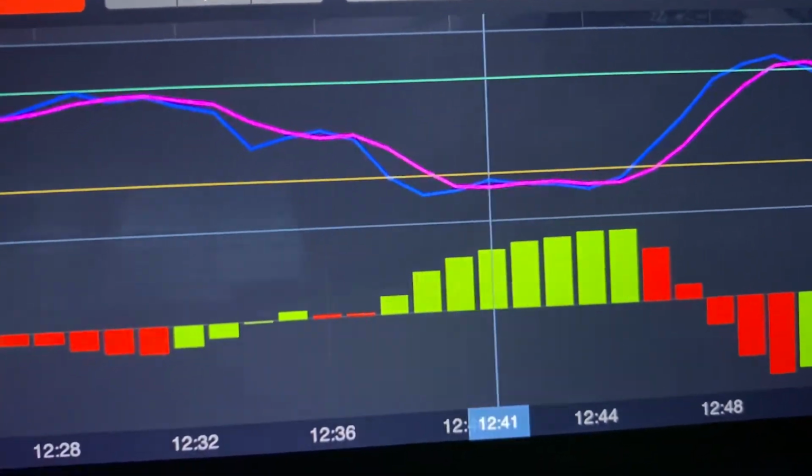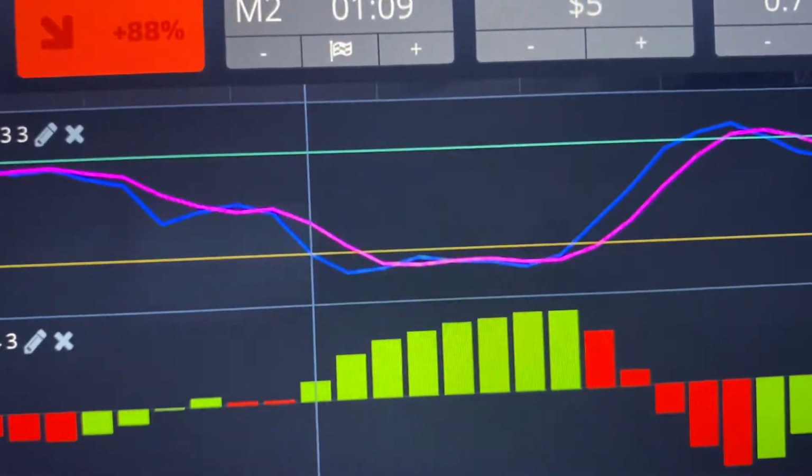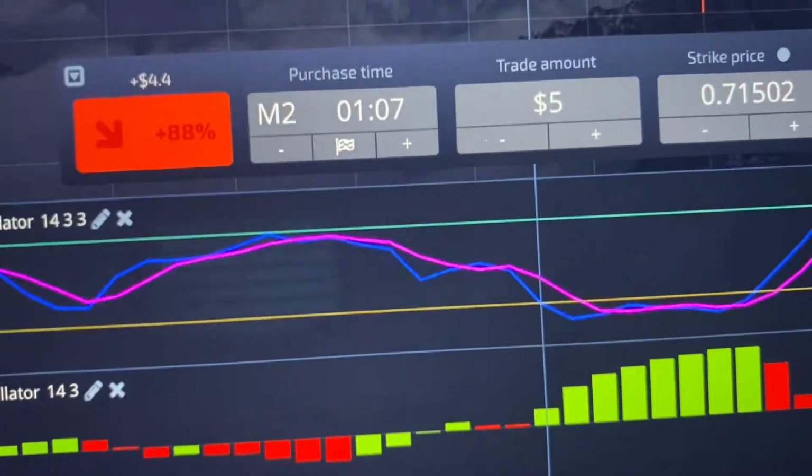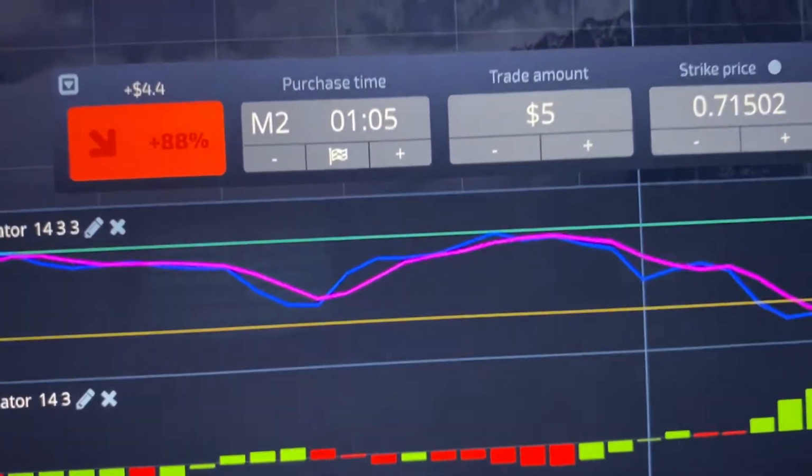You see this right here? Another example. Yeah, sorry, it's been so laggy on here. I've been trading on my phone lately.